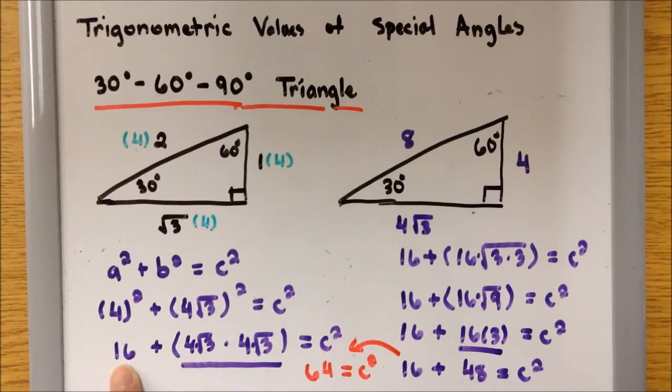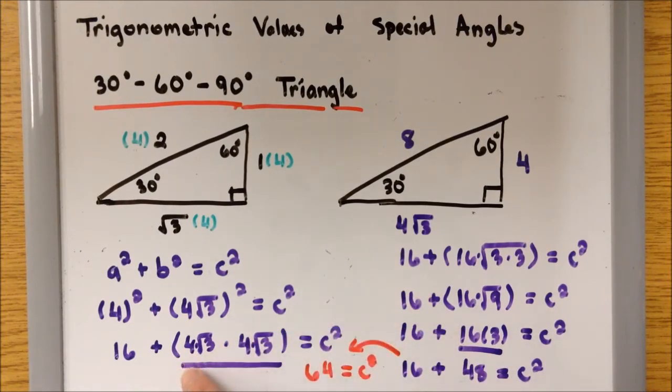We already know how we got 16 from that 4 squared. And then here I'm doing it step by step. So 4 square root of 3 squared means 4 square root of 3 times 4 square root of 3. And I bring the work over here. So the 16 stays the same, nothing to do.